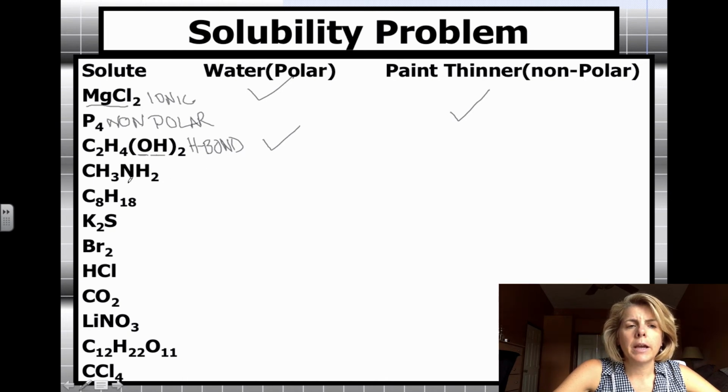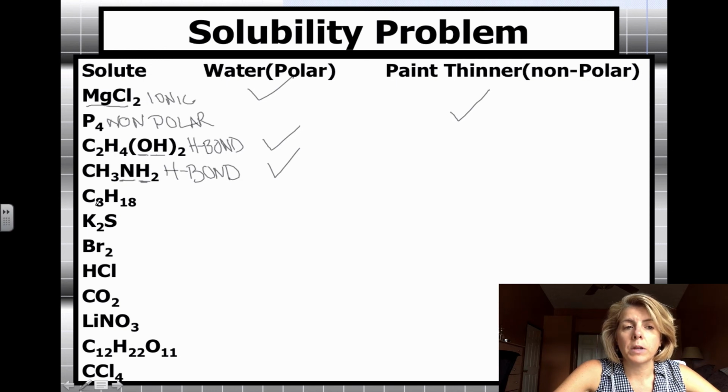Okay, here we have CH3NH2. So the question is, is this going to dissolve in water or paint thinner? Well, notice there's a nitrogen and it's also bonded to hydrogen, so it also is H bond. So it should dissolve in water.